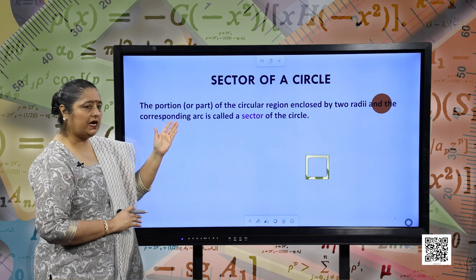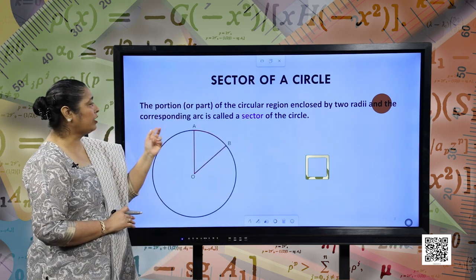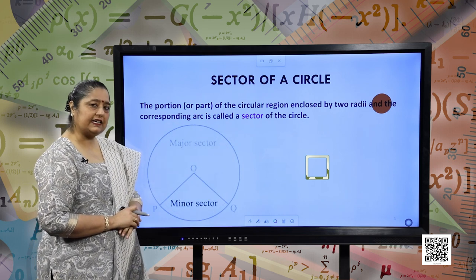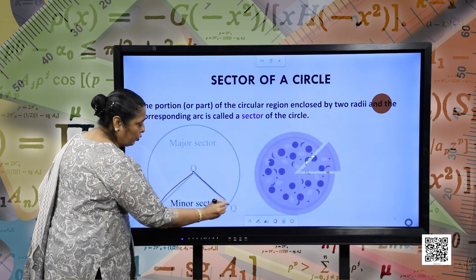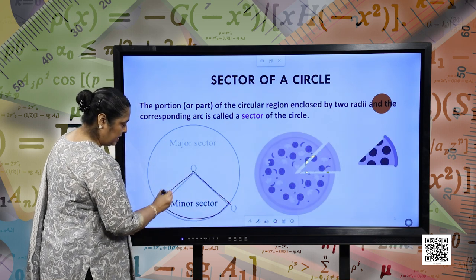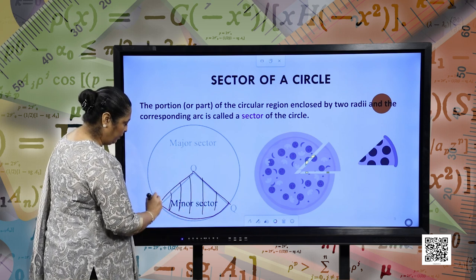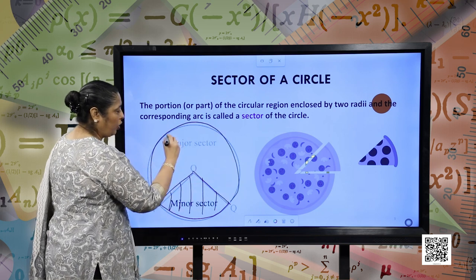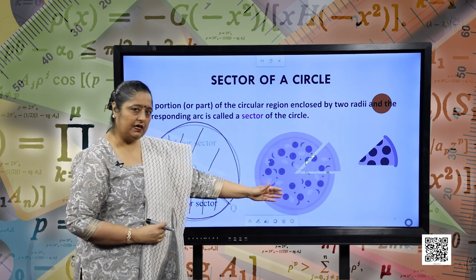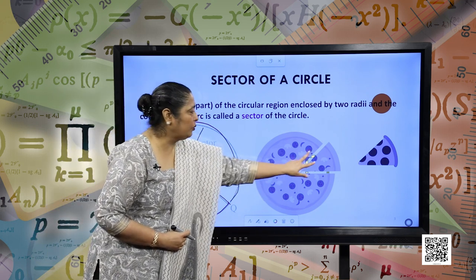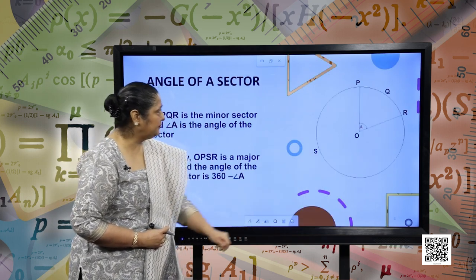The portion or the part of the circular region enclosed by two radii and the corresponding arc is called the sector of the circle. So, these two are the radii OP and OQ, and this portion is the sector and this is the minor sector. The other portion is called the major sector. As you can see in a pizza, the one piece of the pizza, what you eat, is the sector of the circle. So, let us move forward.